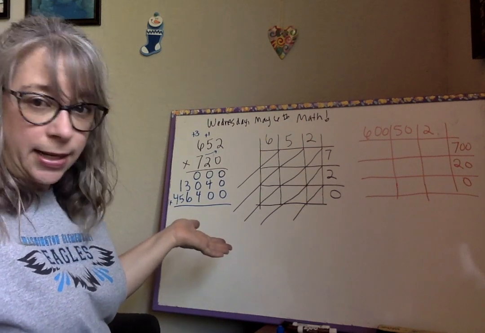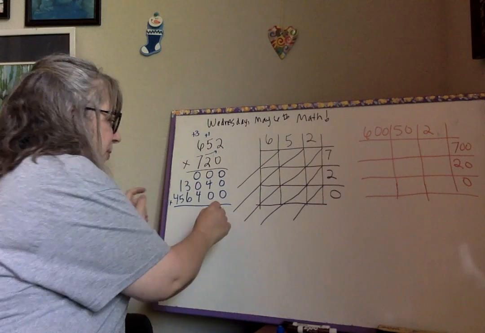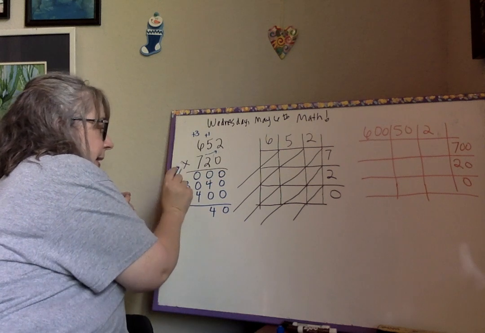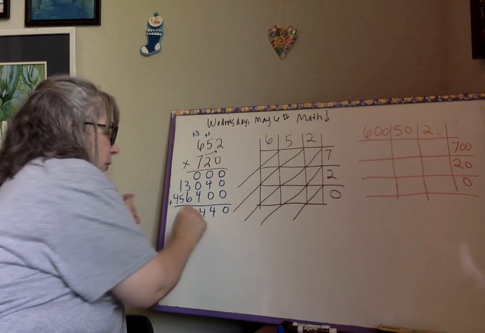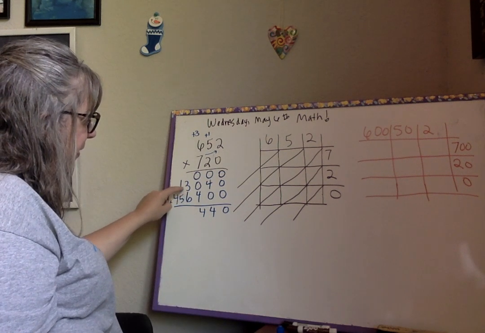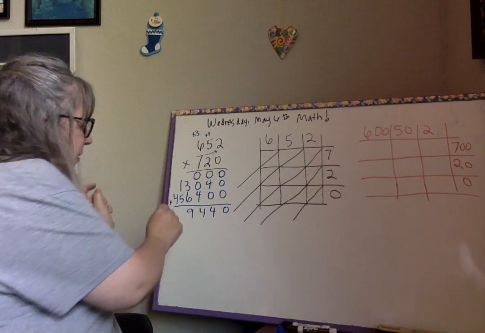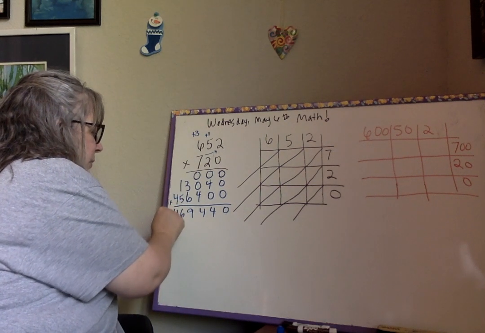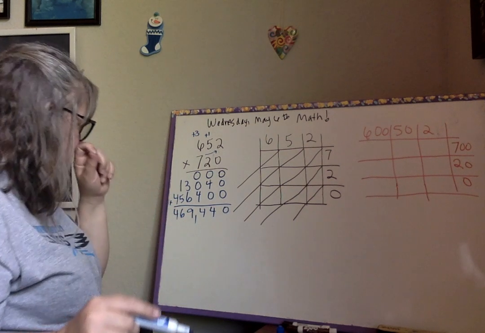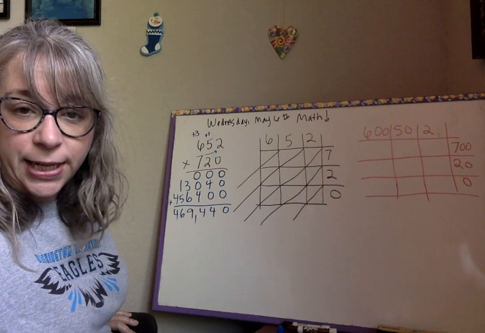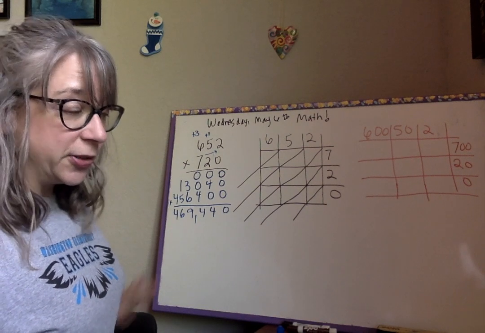Nice and neat. You got to keep these nice and neat. 0 plus 0 plus 0 is 0. 0 plus 4 plus 0 is 4. 0 plus 0 plus 4, 4. 6 plus 3, so 6, 7, 8, 9. 5 plus 1 is 6. And then we bring our 4. That's a great big old number, huh? 469,440. All right, there's the old-fashioned way.